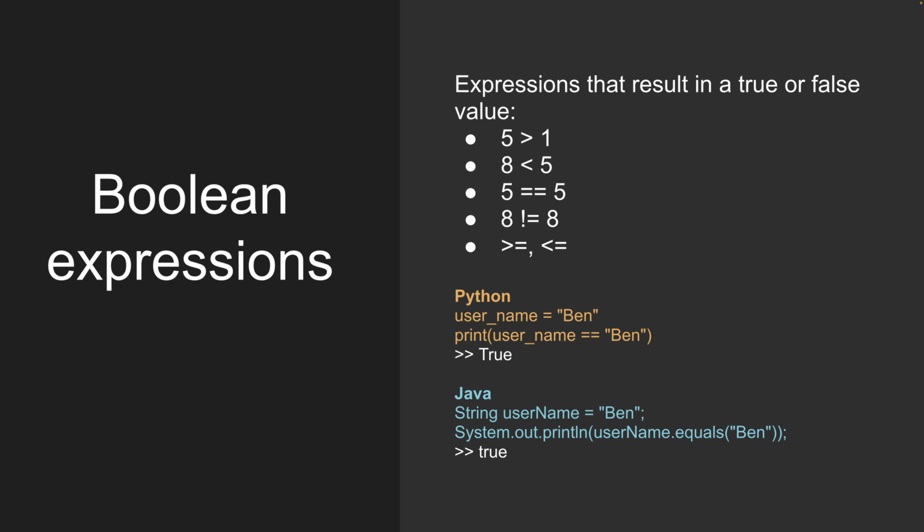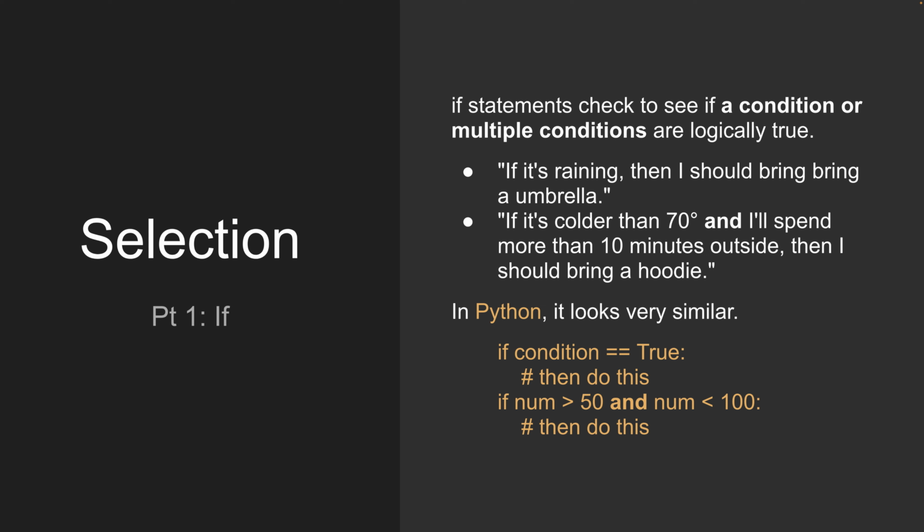So again, in Python, you see that username is equal to Ben. Is username equal to Ben? It prints true. And with Java, similarly, you see the string, but we can't use a double equal sign, because the double equal sign checks to see if they are the same object in memory. With Java, it gets a little tricky, so we use a dot equals, and a dot equals with strings would confirm, is that text equal to the value of the other text? So understanding Booleans helps us work with selection, which we're going to see now.